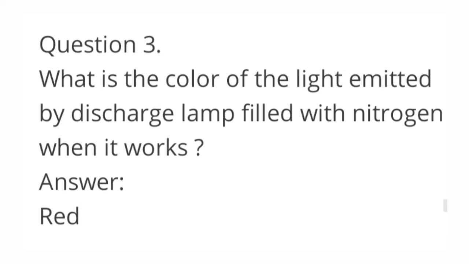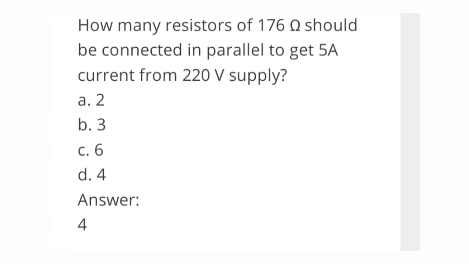Third question, what is the color of the light emitted by discharge lamp filled with nitrogen when it works? Answer, red. Question number 4, how many resistors of 176 ohms should be connected in parallel to get 5A current from 220 V supply? A 2, B 3, C 6, D 4.